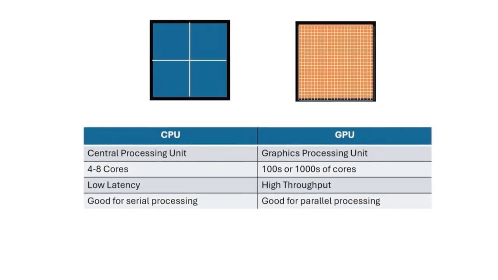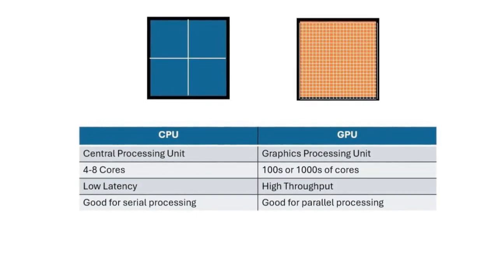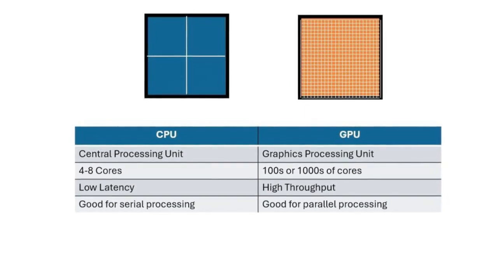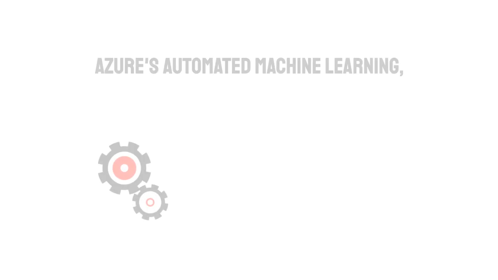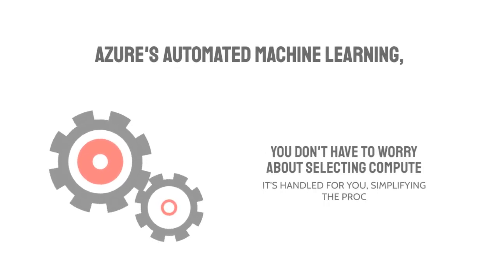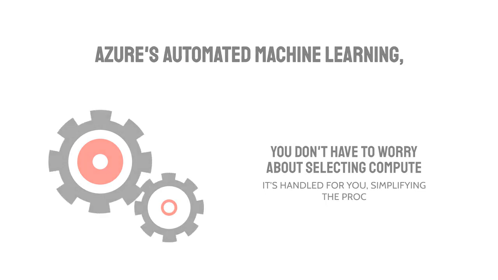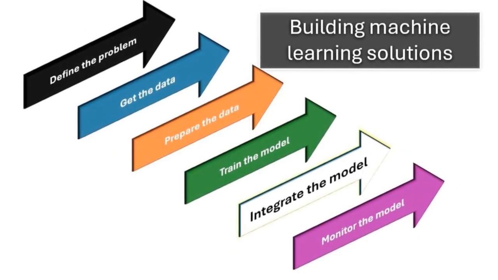CPU versus GPU. For smaller tabular datasets, a CPU is sufficient and cost-effective. For unstructured data like images or text, GPUs are more powerful and efficient. GPUs can also be used for larger tabular datasets if a CPU is proving to be insufficient. When you use Azure's automated machine learning, you don't have to worry about selecting compute. It's handled for you, simplifying the process.